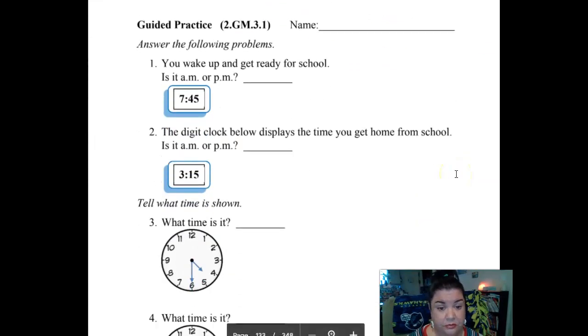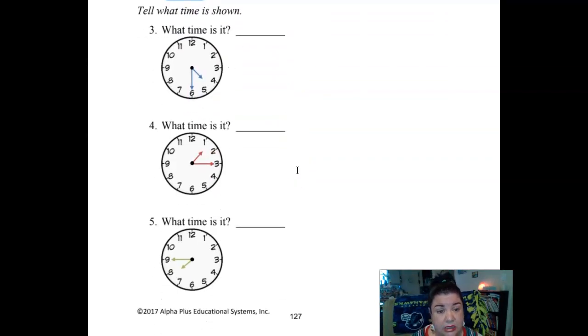Okay. So let's say you wake up to get ready for school. First off, if you're getting ready for school, is it probably 7:45 a.m. or 7:45 p.m.? Yeah, it's a.m. You're going to get ready for school in the morning. So look at this digital clock. These are digital clocks because they don't have the hands on them. The digital clock displays the time you got home from school. So are you finishing school in the morning or in the afternoon? Probably afternoon. So it's probably p.m. So you have a.m. and p.m. here.